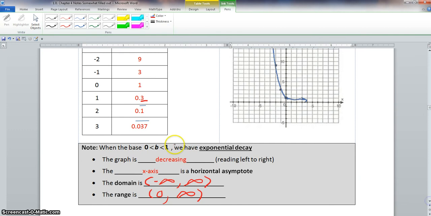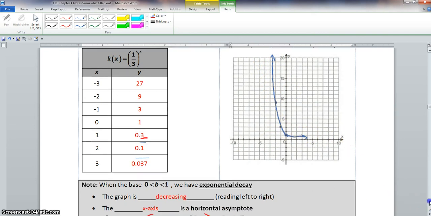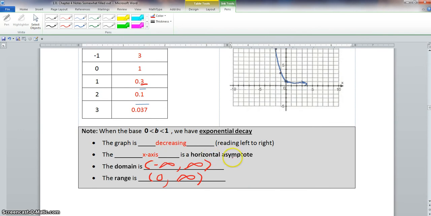So it says when a base of b is greater than 0 but less than 1, the graph is decreasing. And we also have exponential decay. The graph is decreasing reading left to right. If we look from left to right, and we're talking about the y value here, if you notice we're going down from left to right, so it's decreasing. Now, the x-axis is a horizontal asymptote. You notice that it never quite hits the x-axis. So that is the horizontal asymptote. And as we said earlier, it approaches it but never hits it.